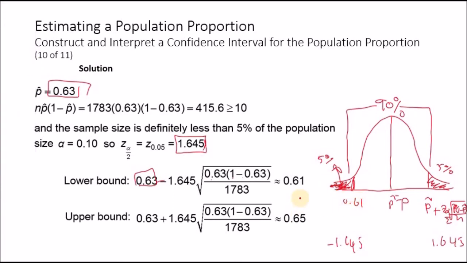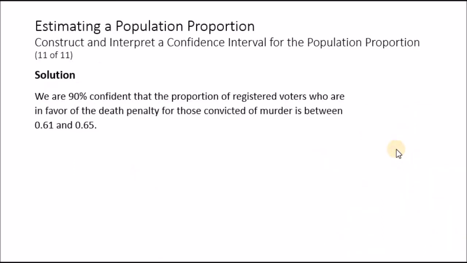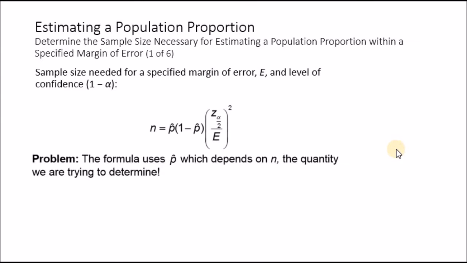0.61 is the lower bound of my confidence interval. And similarly, the upper bound is going to be 0.65. So we're going to say we are 90% confident that the proportion of registered voters who are in favor of the death penalty for those convicted of murder is between 0.61 and 0.65.